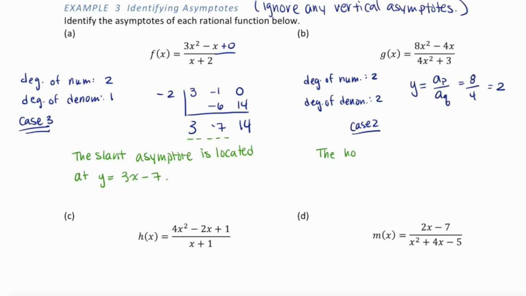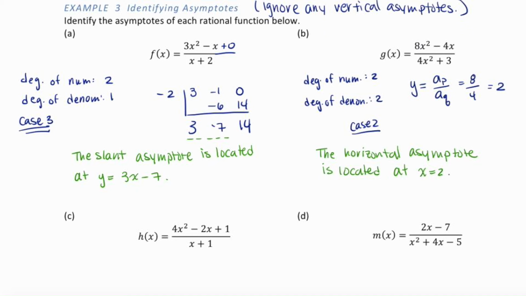The horizontal asymptote is located at y equals 2.